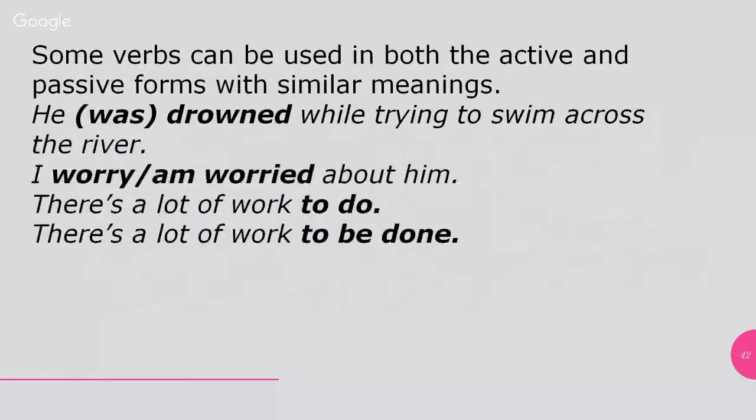Some verbs can be used in both active and passive forms with similar meanings. He was drowned while trying to swim across the river, or he drowned while trying to swim across the river. Both are correct. It means the same thing. I worry, or I am worried about him. There's a lot of work to do. There's a lot of work to be done. Both are the same.